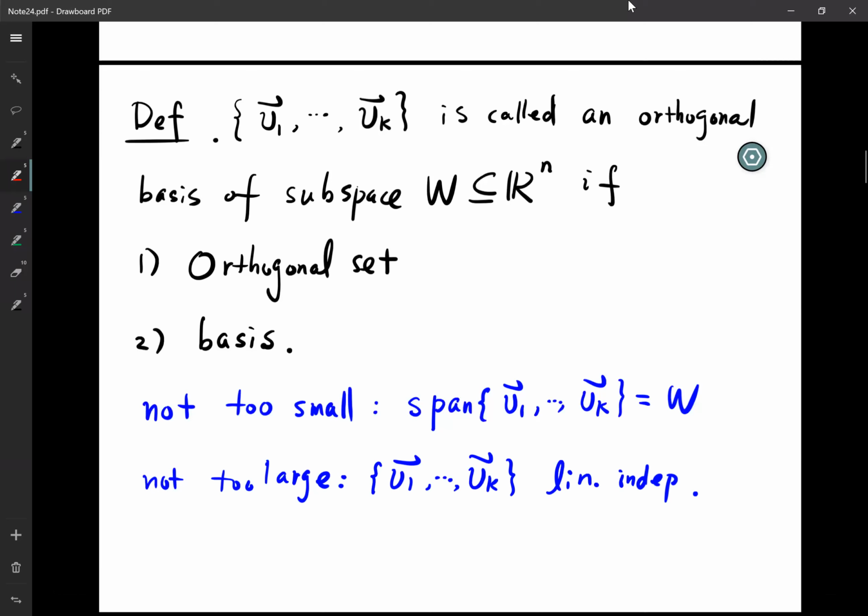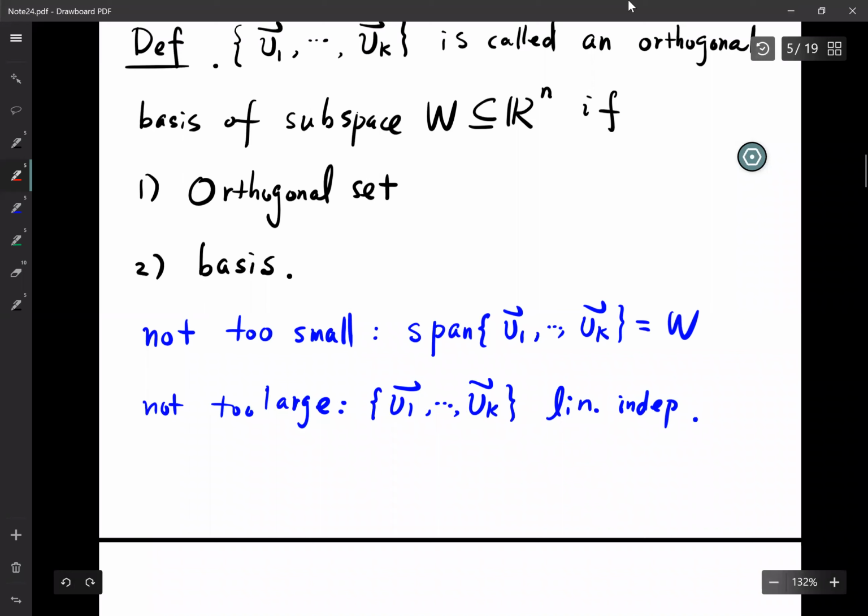Give me an orthogonal set and give me a subspace, and I check whether it's a basis of W. But I want to say this one.